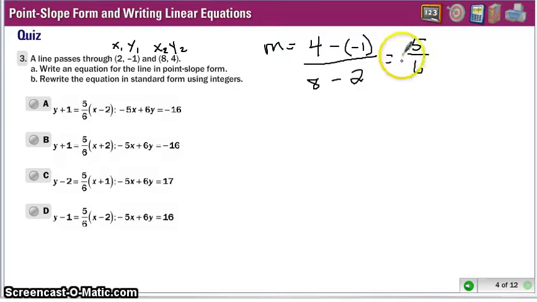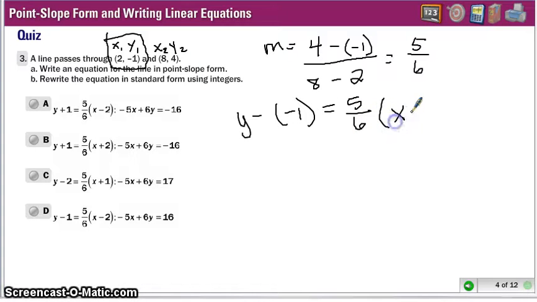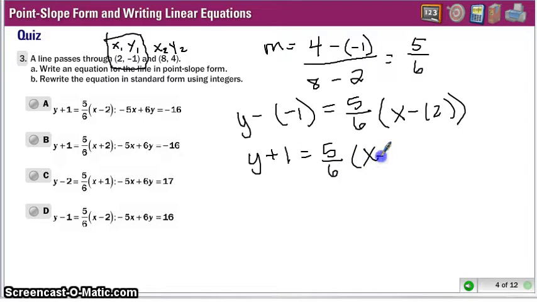Once you have your slope, your m value, look down at your answers to see which point they chose to plug in. And it looks like they chose this first point here to plug in. So y minus our y1 equals m times x minus x1. Okay, simplify it down. The two negatives cause that to become positive. And we have our 5/6 and x minus 2. Alright, so far we need a positive 1, a positive 5/6, and a minus 2. So far this is an answer, and that's the only answer.